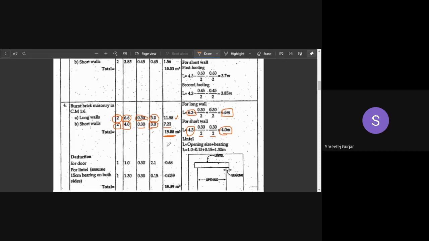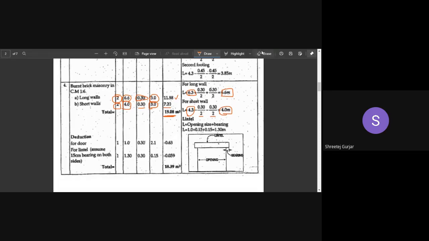So this is how you calculate your brickwork. But we know that there are some doors, and we need to deduct the brickwork that is coming in the door part. If there are any doors, lintels, windows, openings, shelves or ventilators, we have to reduce that amount from the brickwork.